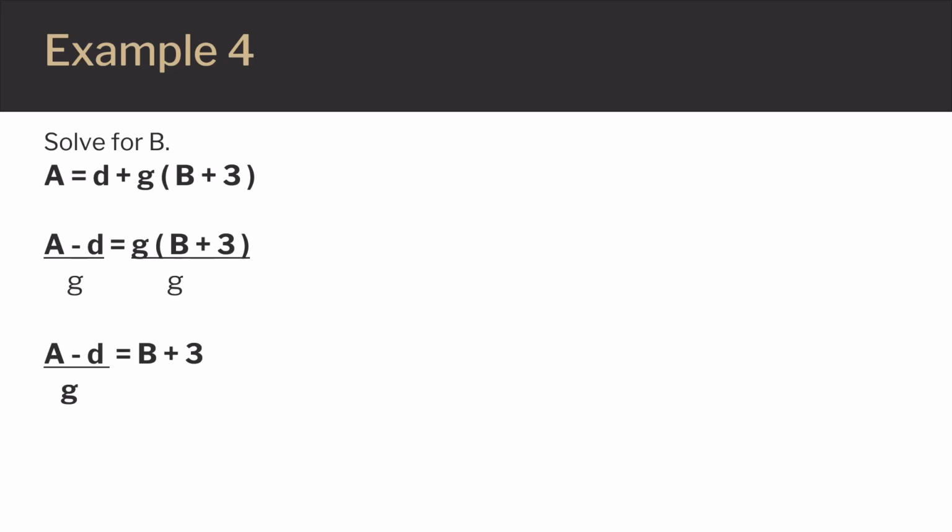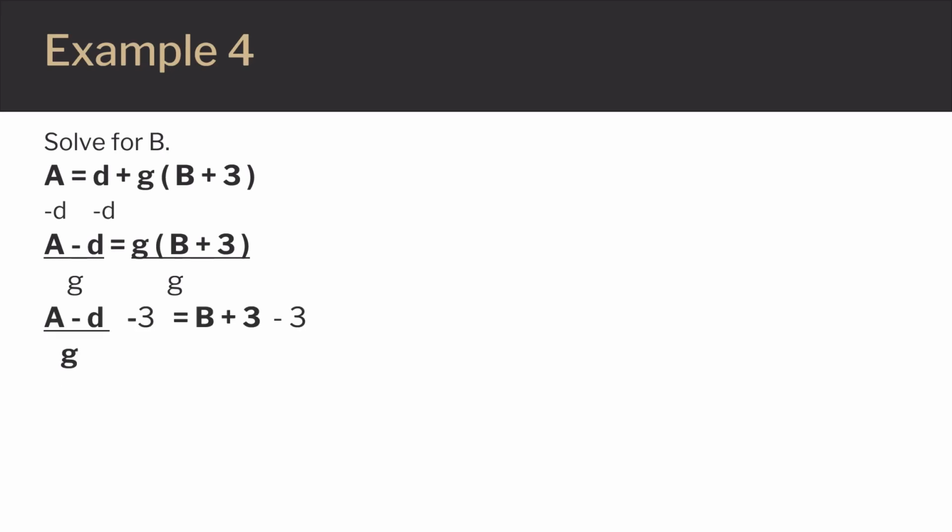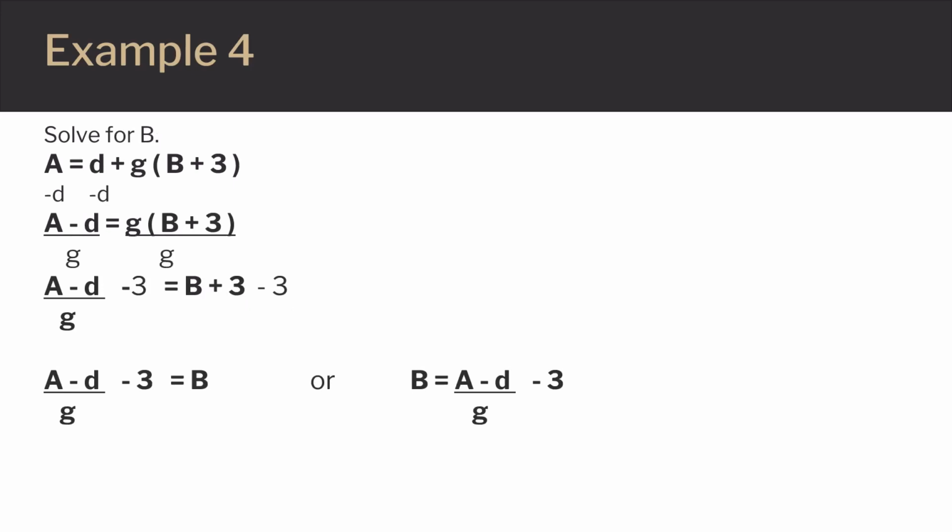Our final step will be to cancel out the 3. Because we're adding 3, to cancel it, we'll subtract 3 from both sides. By subtracting 3 from both sides, b will now be by itself. Our final answer will be b equals the quantity a minus d divided by g, minus 3.